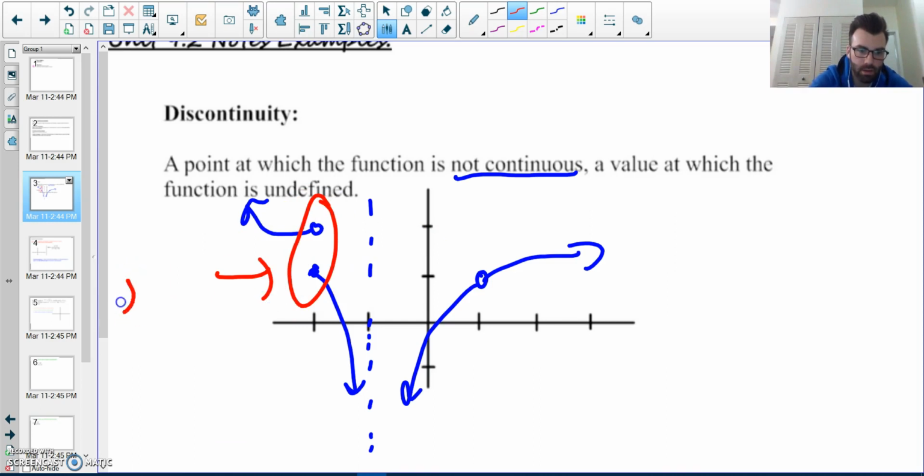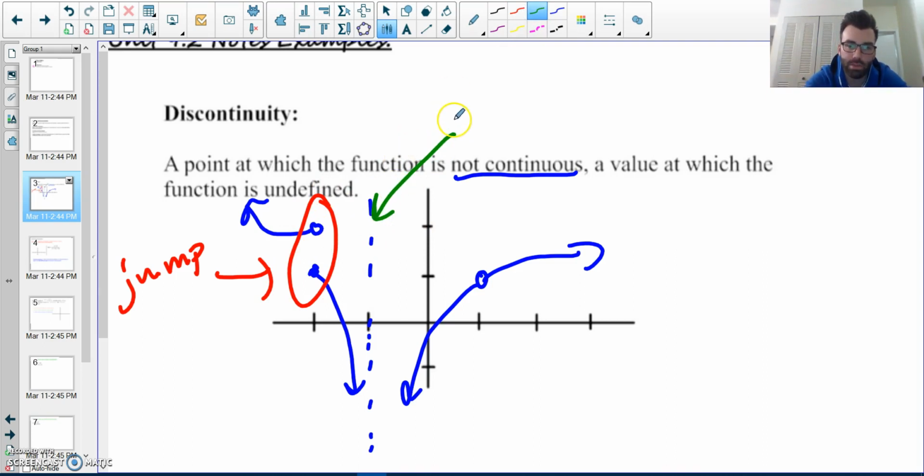This right here is called a jump. When there's a hole at one part and a closed dot at another part. These jumps normally occur when we're dealing with piecewise functions. We've talked about piecewise functions in the past, and we're not really going to focus on jumps a whole lot this semester, or for now in this unit, but you will at some point. So a jump happens when we're talking about piecewise functions usually.